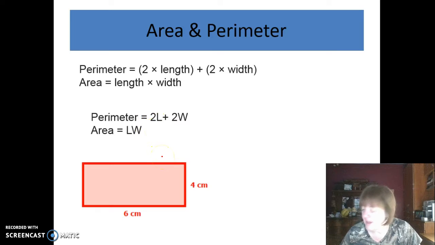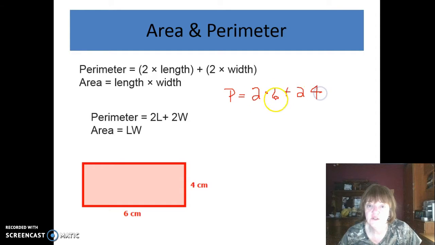All right, so let me show you how to find the perimeter real quick using the formula. Perimeter equals 2 times the length. I'm just going to call 6 the length. So 2 times 6 plus 2 times 4. So 2 times 6 is 12. That was supposed to be a 2 dot there. And 2 times 4 is 8. So perimeter is 20.